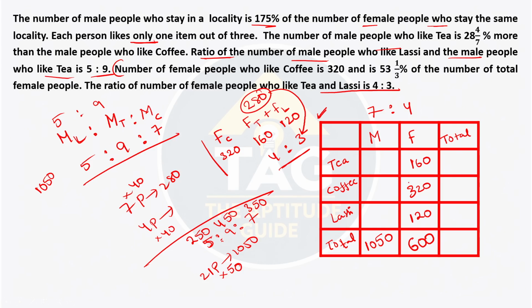So here 5 parts is male lassi. So it's 250. 9 parts is male tea. That's 450. 7 parts is male coffee. That's 350.